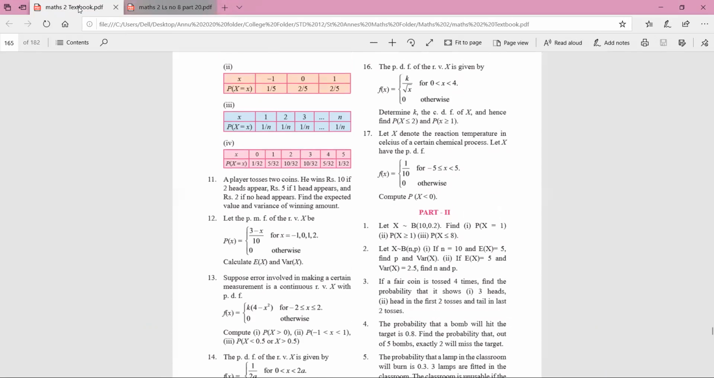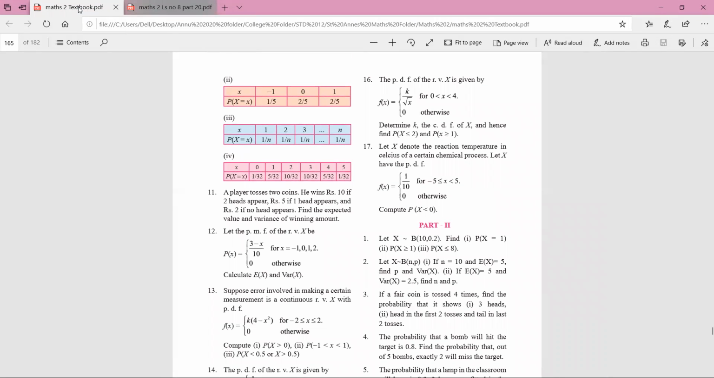Okay. Coming forward to the next sum, that is sum number 16. The PDF of a random variable x is given by f of x is equal to k upon root x, and the condition put forward is 0 less than x less than 4.